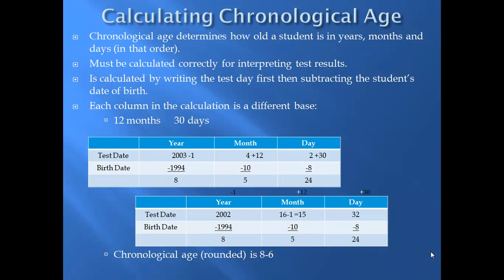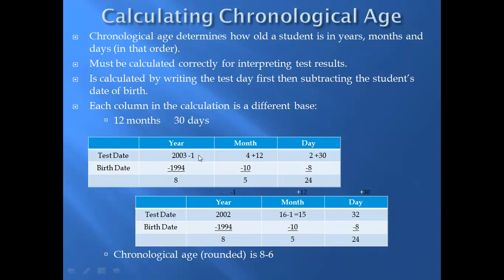Now, I've tried to make this as clear as possible here, but we'll be going over this again in class. So, each column is in a different base. We've got the year, the month, and the day. Now, the test date was April the 2nd, 2003. The student was born October 8th, 1994. Now, what we're going to do is we're going to have to take a year away and give it to the month and day. To the month, and in order to do the days, we have to take 30 days away from that month. Just like a regular subtraction problem.